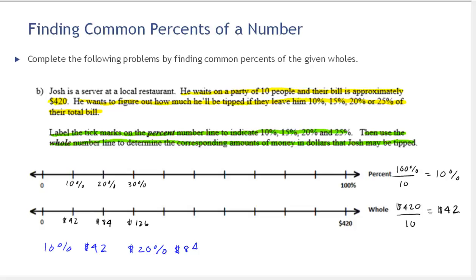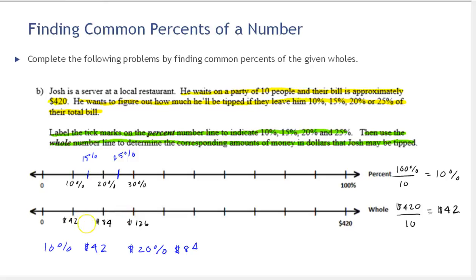Okay. Now what about these values in the middle? So we have 15 and 25%. Well, 15% is halfway, I'll label this above, between 10 and 20%, and 25% is halfway between 20 and 30%. So how could we find these values using this number line?